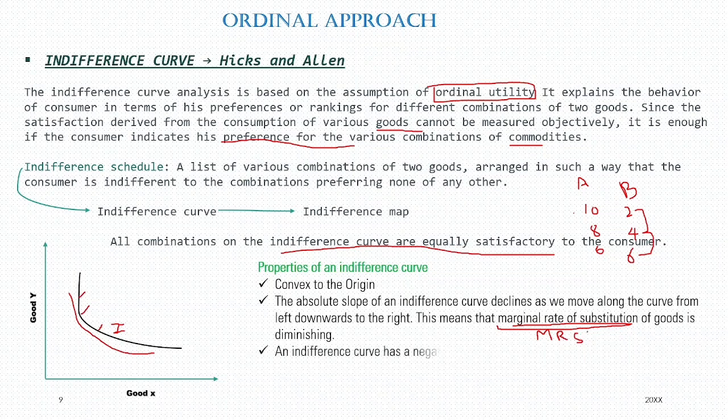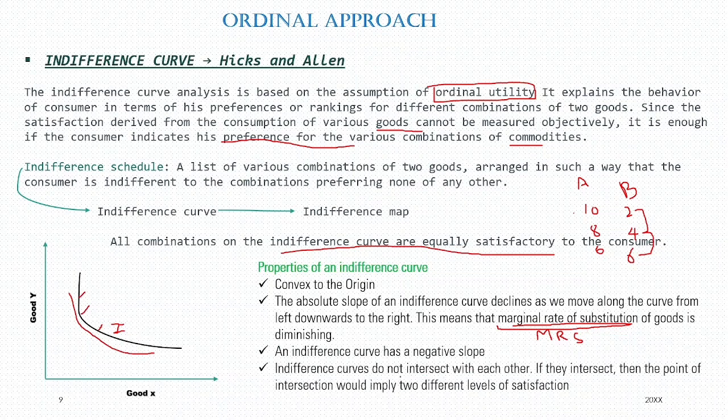Now the indifference curve has a negative slope. Also an important point is that indifference curves do not intersect.